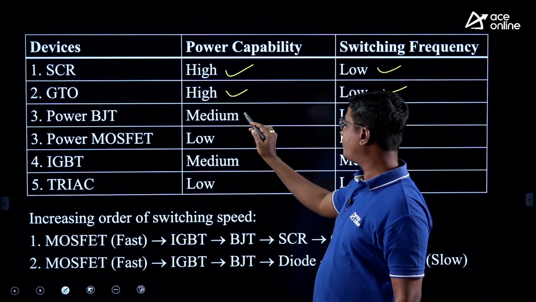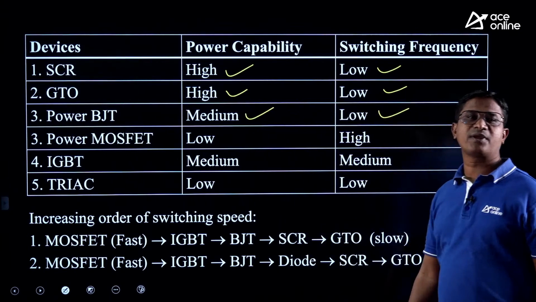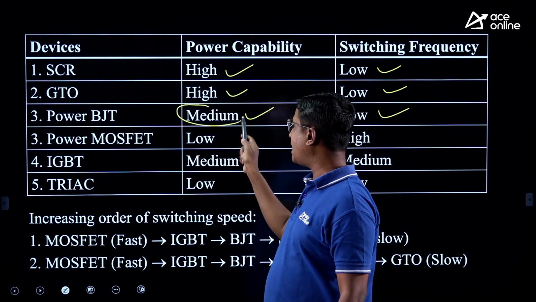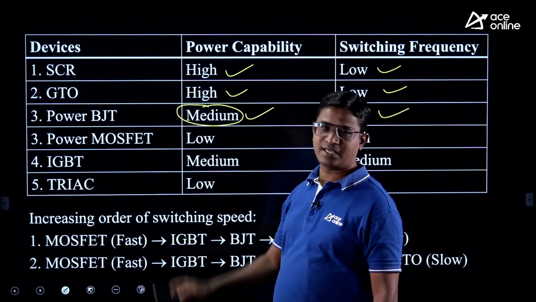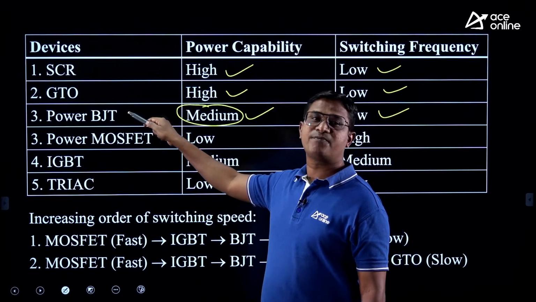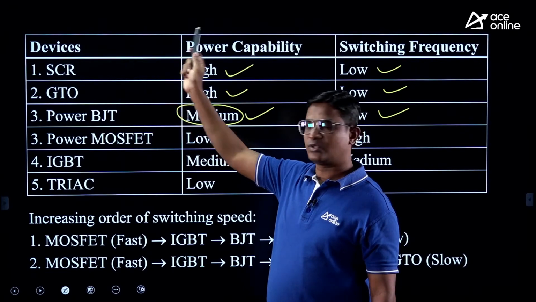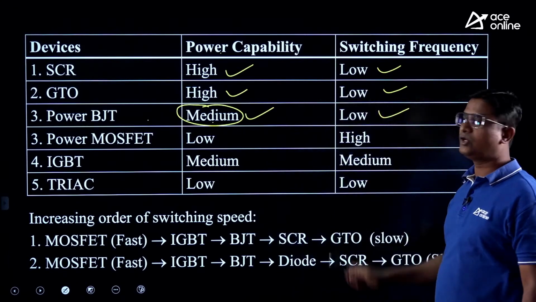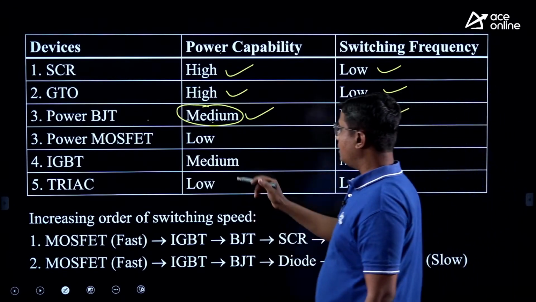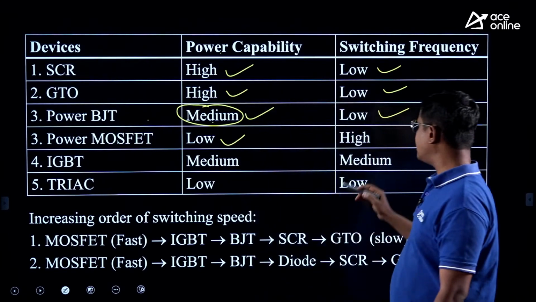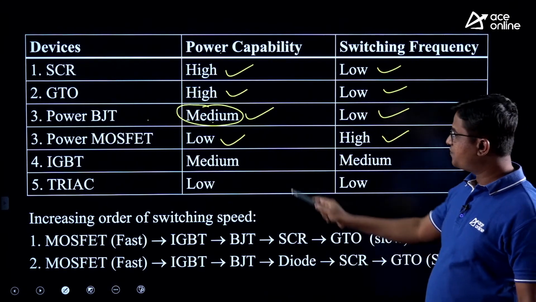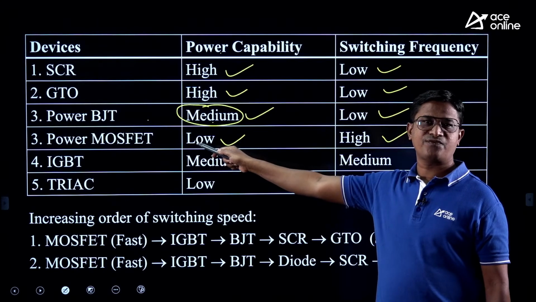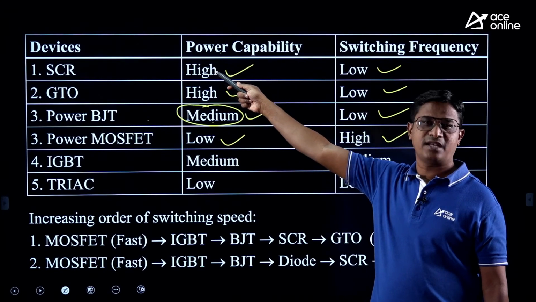Next, power BJT for medium power and low switching frequency applications. Comparatively, the on-state power losses in BJT are high compared to those of your SCR. So therefore, BJTs are not preferred for high power applications, right. So it has the limitation of only medium power applications, and switching frequency is low. Power MOSFET, low power applications and high switching frequency applications. MOSFET is totally opposite to your SCR, be careful. This is a majority charge carrier device, MOSFET. SCR is your minority charge carrier device, okay.